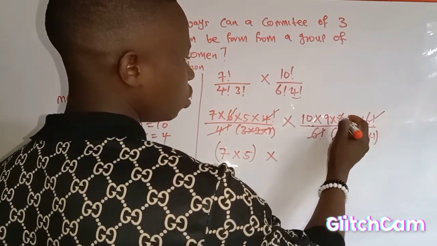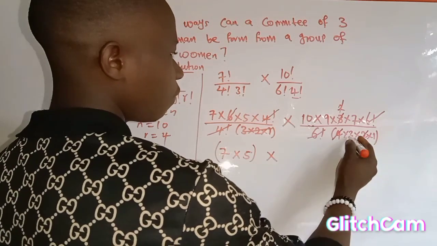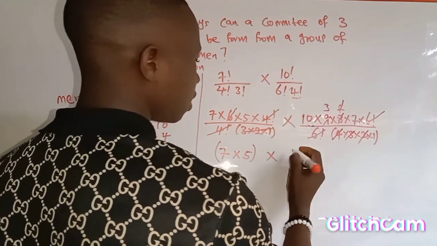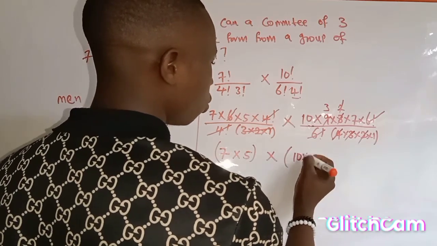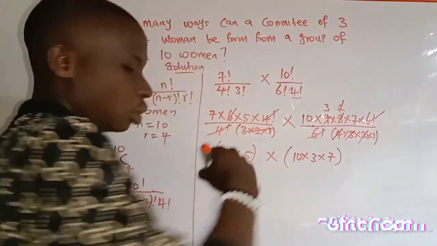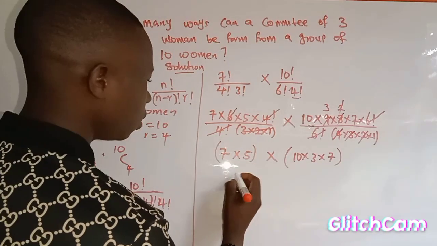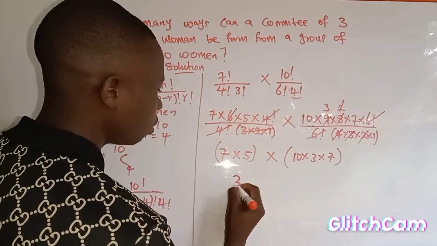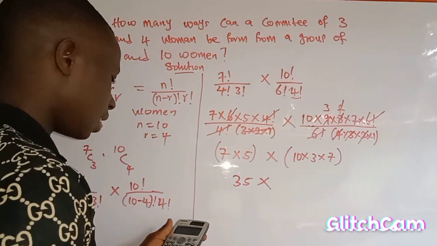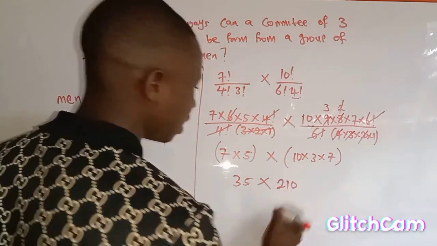This 4 can go into 2 two times. Then this 2 can cancel this 2. We have 3. 3 can go into 9 three times. So on the left hand side, we are left with 10 multiplied by 3 multiplied by 7. So on this left hand side, I have 7 multiplied by 5, which will give me 35, multiplied by 10 multiplied by 3 is 30, then 30 multiplied by 7, I'll have 210.